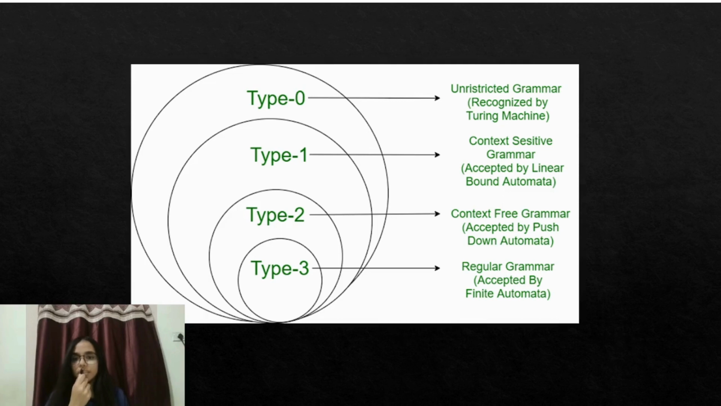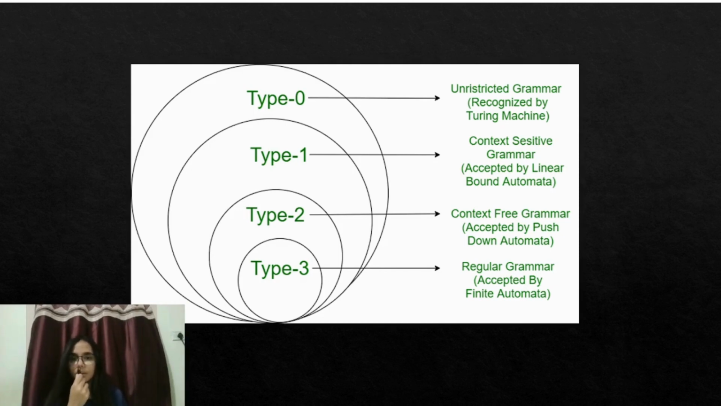The type 3 grammar is a subset of type 0, 1, and 2. Type 2 is a subset of 1 and 0. Type 1 is a subset of 0. And type 0 is the universal grammar. Type 0 is the most unrestricted grammar, recognized by the Turing machine. Type 1 is the context sensitive grammar. Type 2 is the context free grammar. And type 3 is the most restricted grammar, known as regular grammar. It is accepted by finite automata.